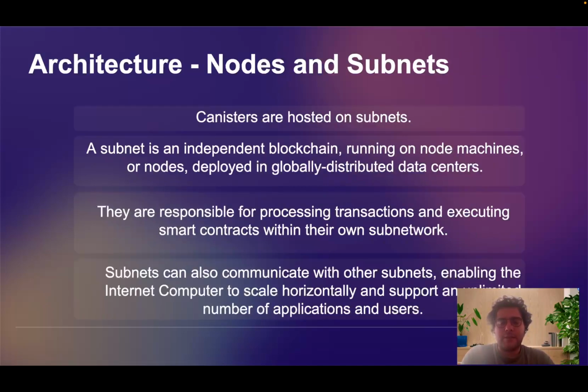The second pillar of the architecture of the Internet Computer is nodes and subnets. Canisters are hosted on subnets. A subnet is an independent blockchain running on node machines, which are deployed in globally distributed data centers. Subnets are responsible for processing transactions and executing smart contracts within their own subnetwork, and they can communicate with other subnets, enabling the Internet Computer to scale horizontally and support an unlimited number of applications and users.